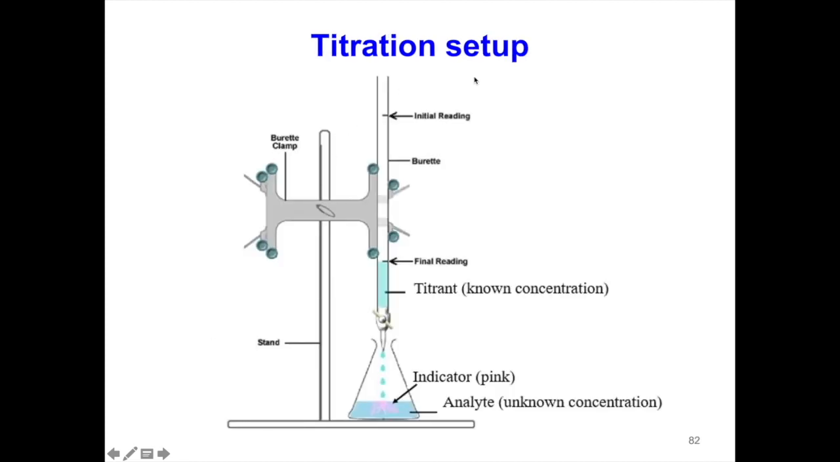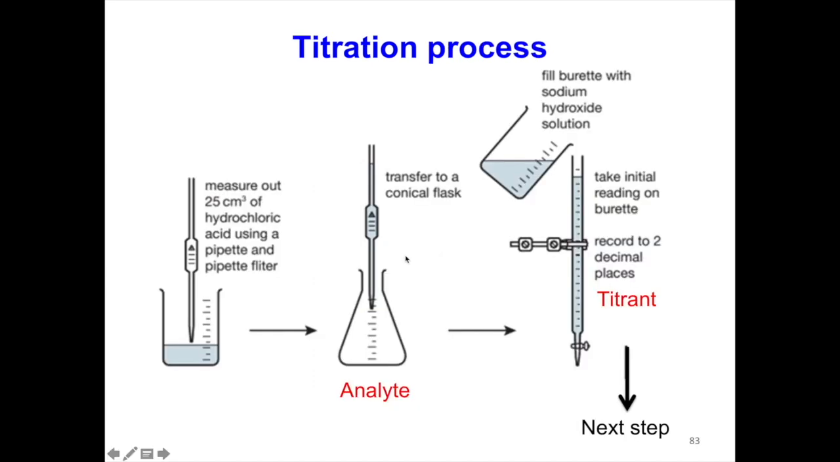So this is the titration setup. The solution in the burette is called the titrant, and usually we know its concentration. And the solution in the conical flask is called the analyte, and it has unknown concentration. There is also an indicator that we use to determine the endpoint of titration. So let's see the titration process.